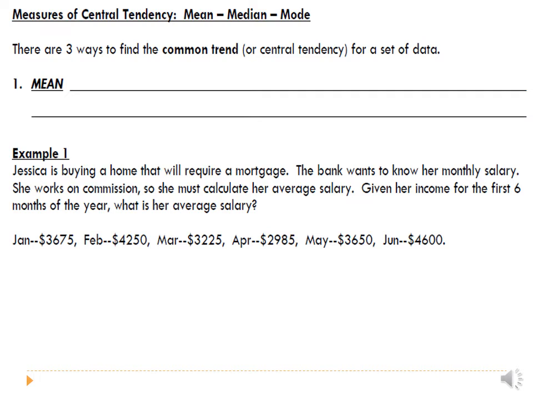So what we just did are 3 ways to find the common trend or central tendency. The mean. So we're going to have a new symbol here. The statistical symbol for mean is that X with a line over it, and how you say that is X bar. So from now on, when we're calculating the mean, which is really just a fancy stats term for average, we'll make that definition here.